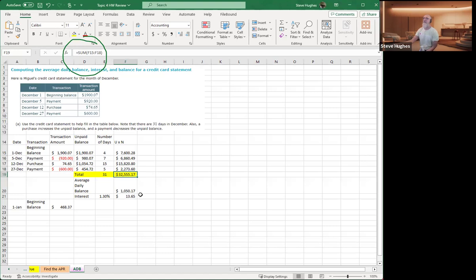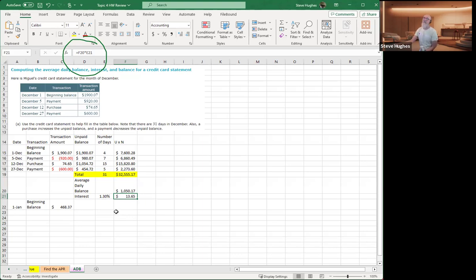All right, so how do I calculate the average daily balance? There's my formula, F19, my total right here in yellow, divided by the number of days, is my average daily balance, which was $1,050.17. Now, this particular account said that it charged interest of 1.3% on the average daily balance. So here in cell F21, I've simply multiplied F20 times E21. That is the average daily balance times the interest rate. And that's the interest they pay for the month.